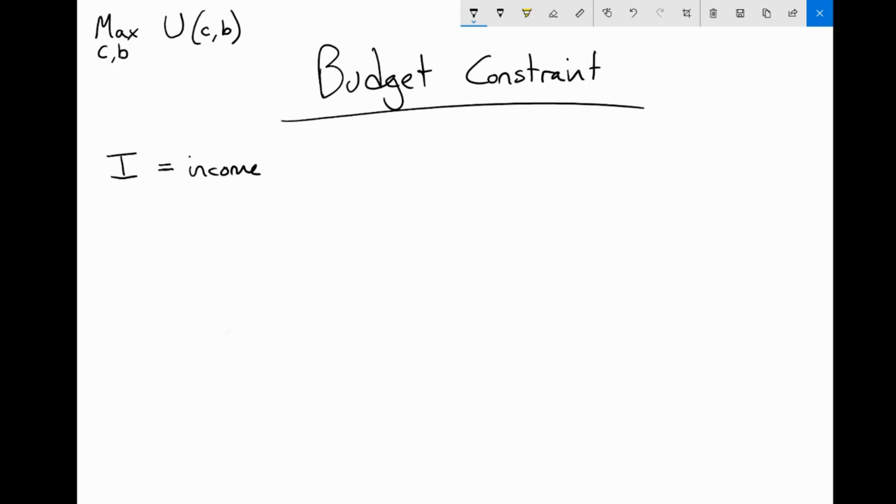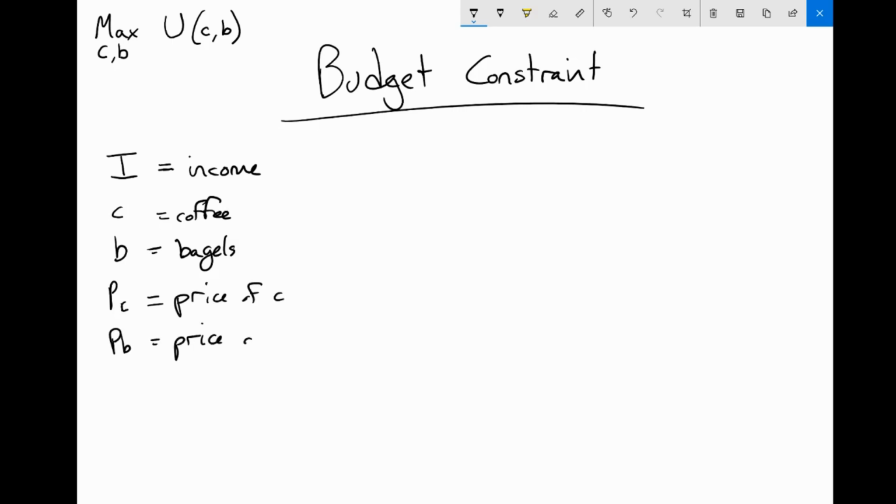All right. And then we know what C is. C is coffee, right? And B is bagels. Let me just define two more things. PC is going to be the price of coffee. And then PB is going to be the price of bagels.